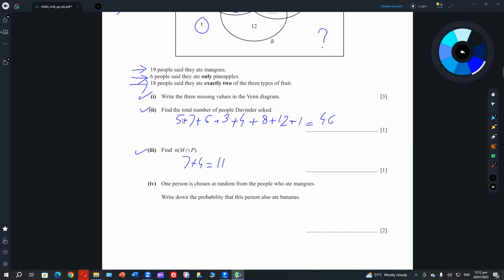One person is chosen at random from the people mentioned, and we are talking about probability. We haven't done it. We are starting it now, inshallah. This will be our next chapter. So we mark it as left because this topic is not done yet. It's a simple part, but we haven't done this topic, so I'm leaving it.